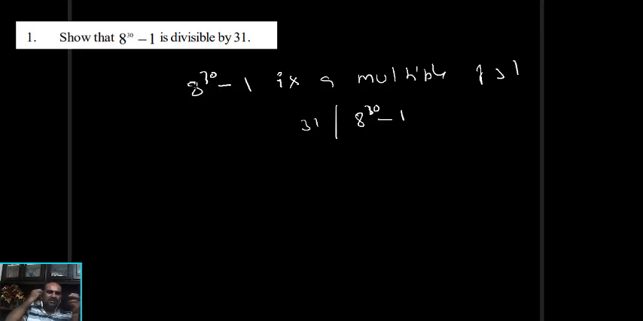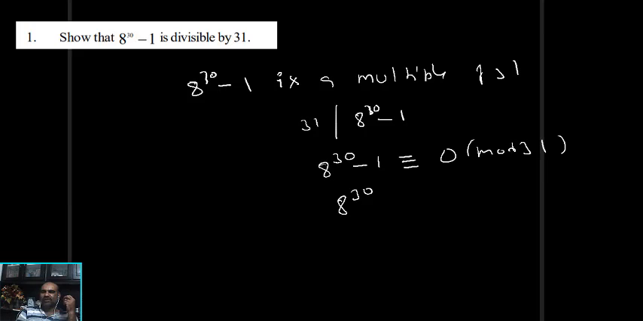Okay. Or it is enough to prove that 8 power 30 minus 1 divided by 31 gives remainder 0. Or 8 power 30 minus 1 is congruent to 0 modulo 31. Or it is enough to prove that 8 power 30 is congruent to 1 modulo 31. Indirectly, what the problem is saying is that 8 power 30 divided by 31 leaves remainder 1. Just now we proved that, no? Using that, you can say that 8 power 31 minus 1 is a multiple of 30.